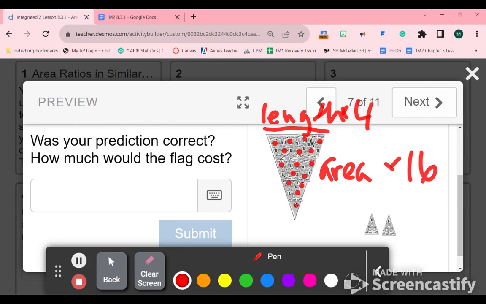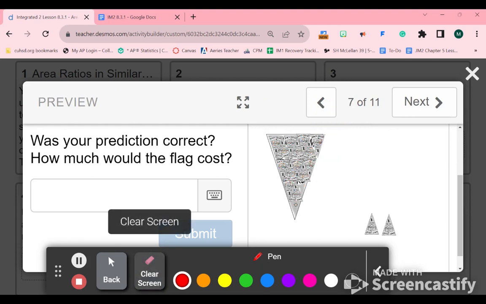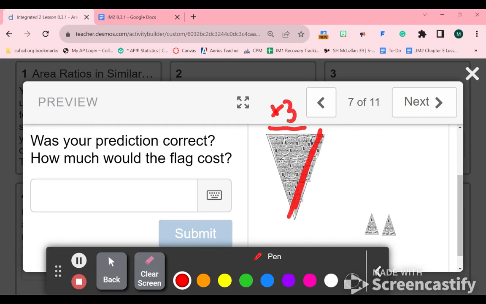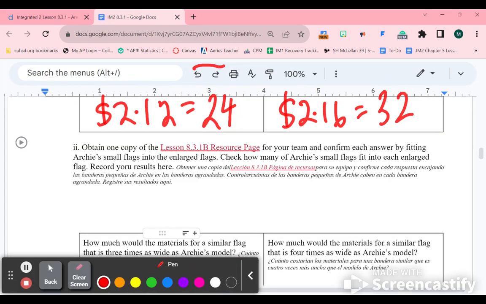Huh. That's interesting. Let's check for a 3 by 3. If I make the length, for a 3 by 3, I've basically already done it. Just take this part off. So if I triple the length, this is times 3 for length. What happens to the area? 1, 2, 3, 4, 5, 6, 7, 8, 9. Area times 9. Huh. What do you notice?